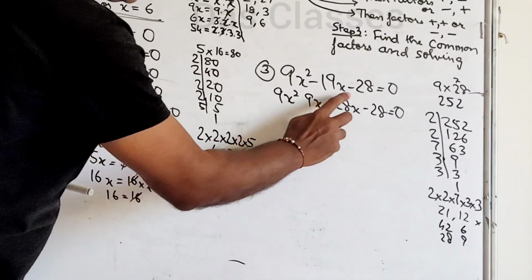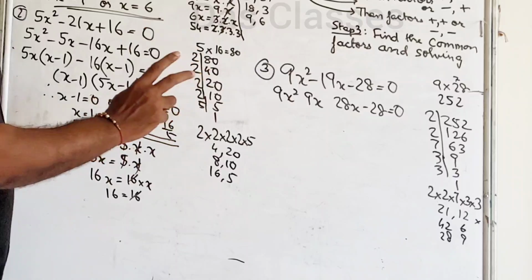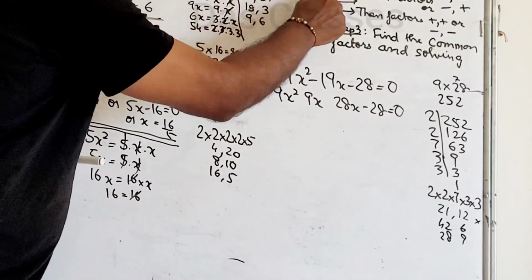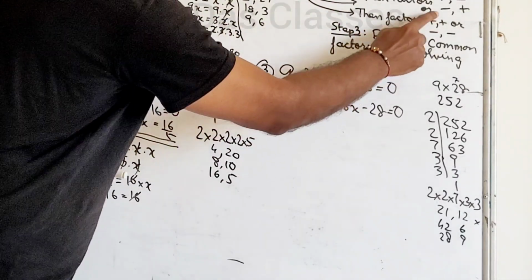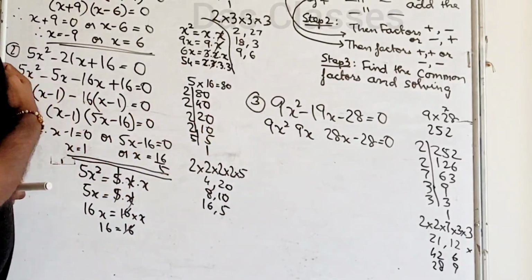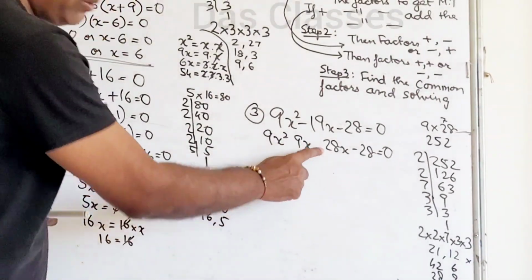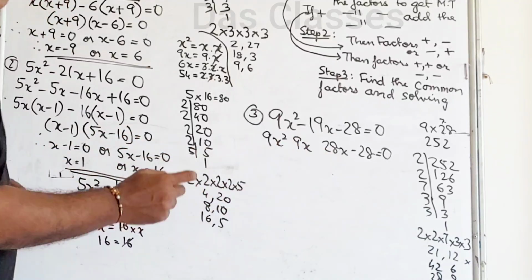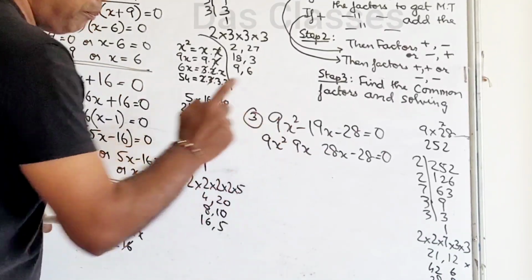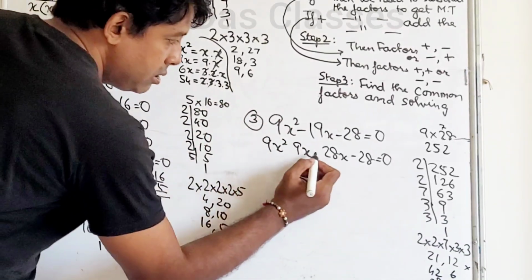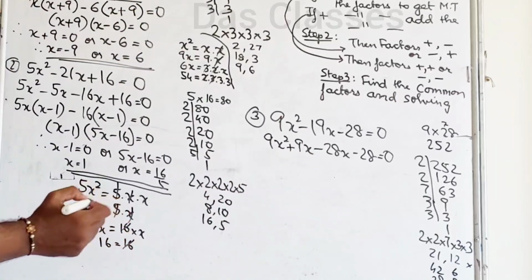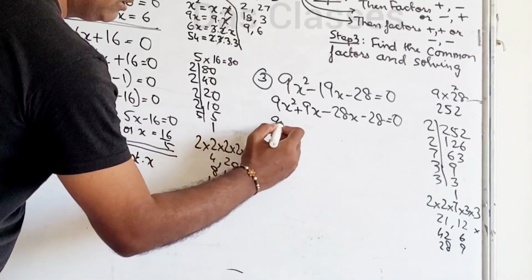In this example, the last term has a minus sign, so it's going to be 1 plus, 1 plus and 1 minus sign. So that you do it in your mind: if I put minus over here and plus over here, minus 9 plus 28 is plus 19, but we want minus 19. So that means this should be minus and this should be plus. So take out common, just like that.